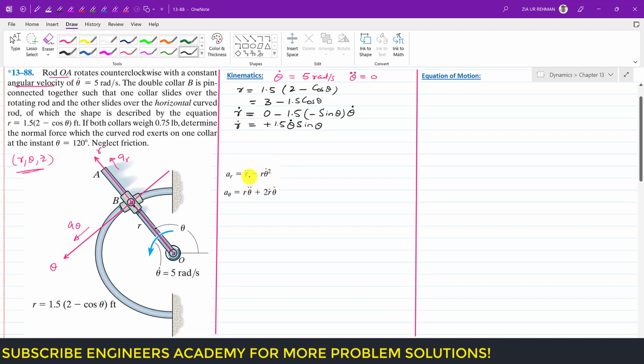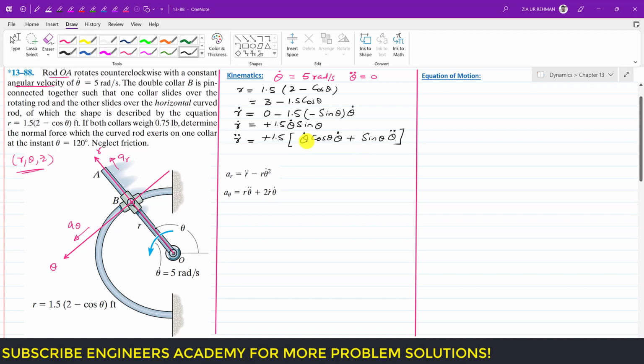Similarly, in these two equations, we also require r double dot. So I will take another derivative with respect to time. So this will be 1.5, and then we have to apply the product rule and the chain rule simultaneously, right? So this is theta dot, and when we take the derivative of sine of theta, this is cos of theta, and then another derivative of theta, so that will become theta dot, and then I will write sine of theta, and then the derivative of theta dot, so that will become theta double dot.